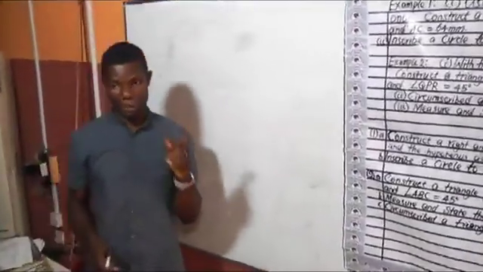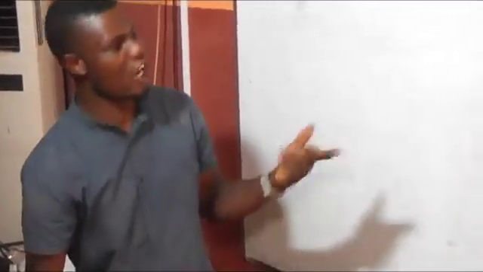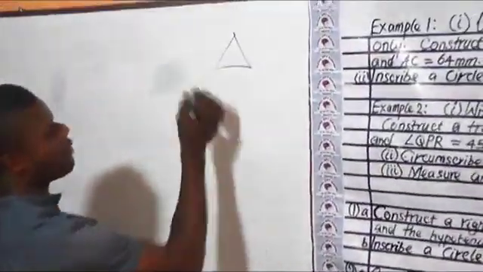You are not expected to use your protractor, because you are going to show all construction lines. Take note. When you are going to start any construction, especially those that have to do with triangles, first of all, make a sketch. You can make a sketch to see what you're going to have. Maybe something like this.